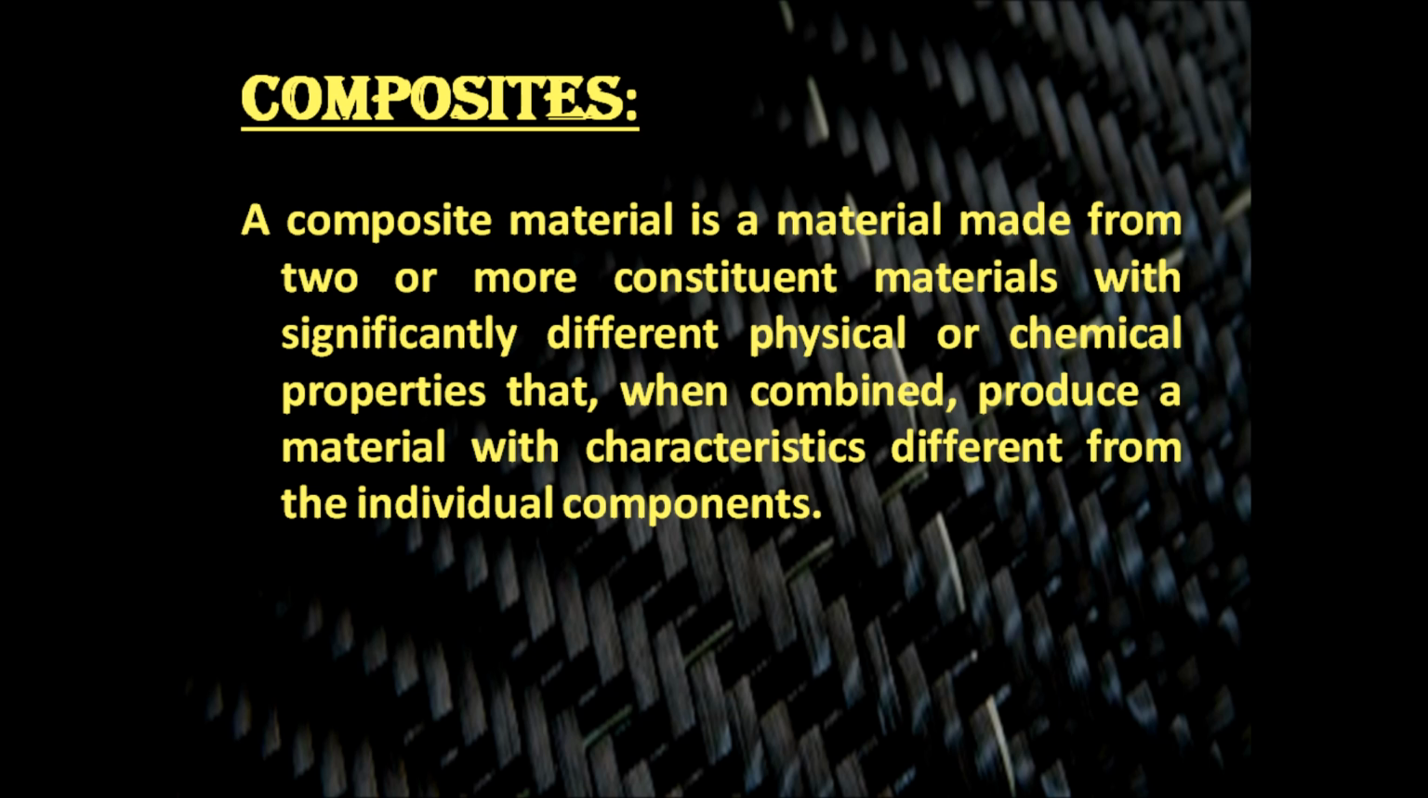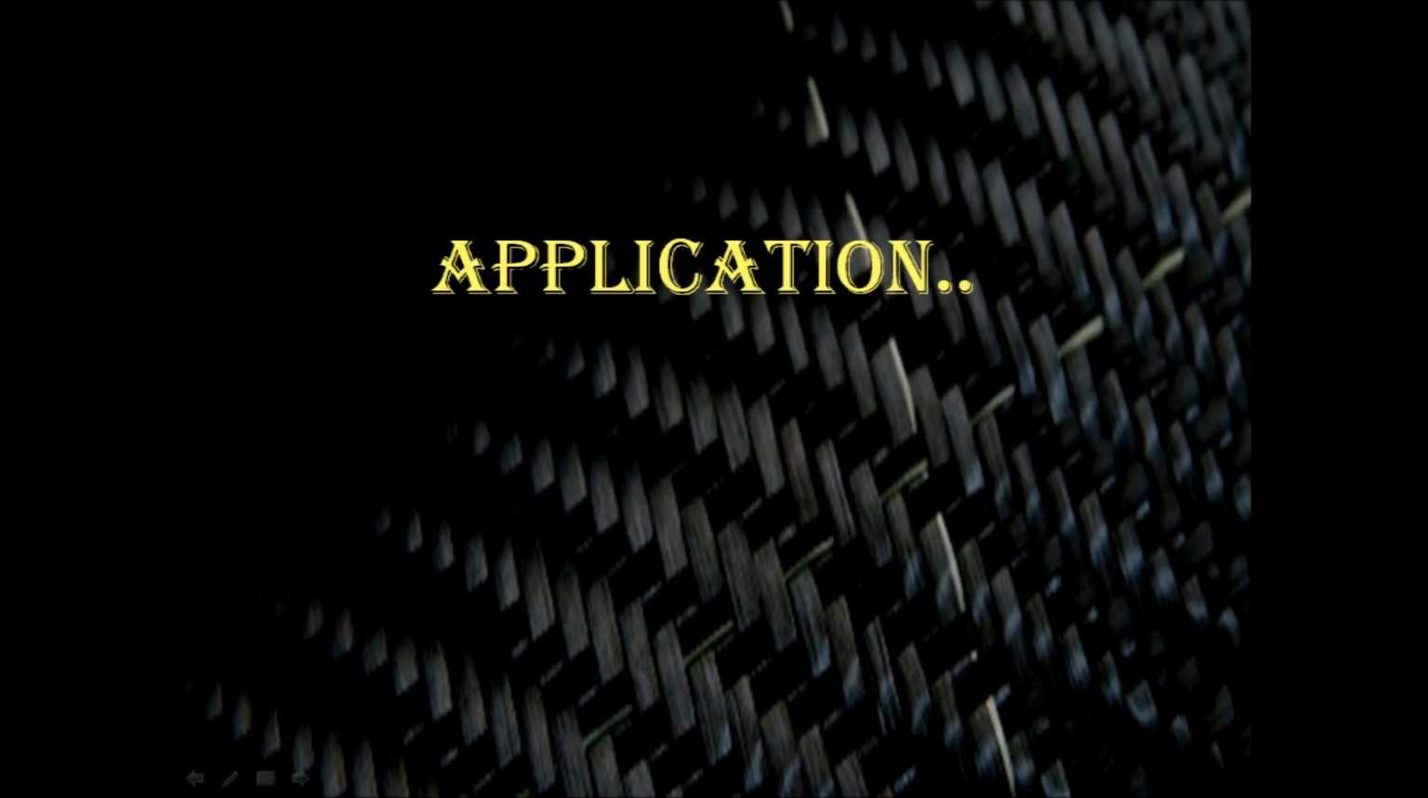Composites. A composite material is a material made from two or more constituent materials with significantly different physical or chemical properties that, when combined, produce a material with characteristics different from the individual components. Application.